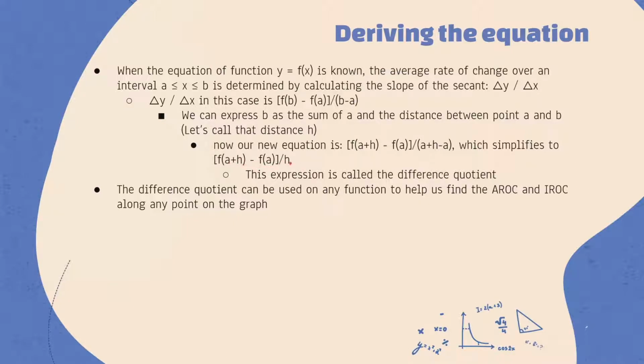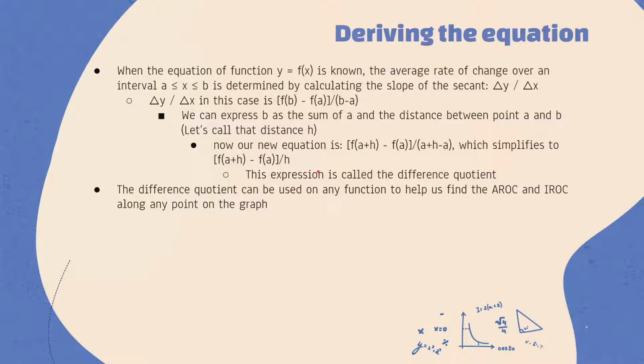Again, h is the distance and a is some point that we want to evaluate. So if we were trying to evaluate a function's rate of change at 3, a would be 3, and then h would be the distance we need. So if we were talking about the average rate of change between 3 and 5, h in that case would be 2, because the distance between 3 and 5 is 2.